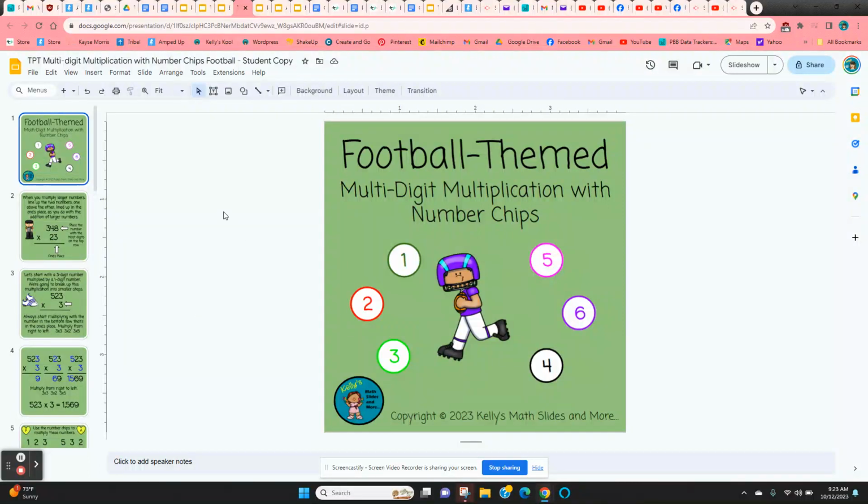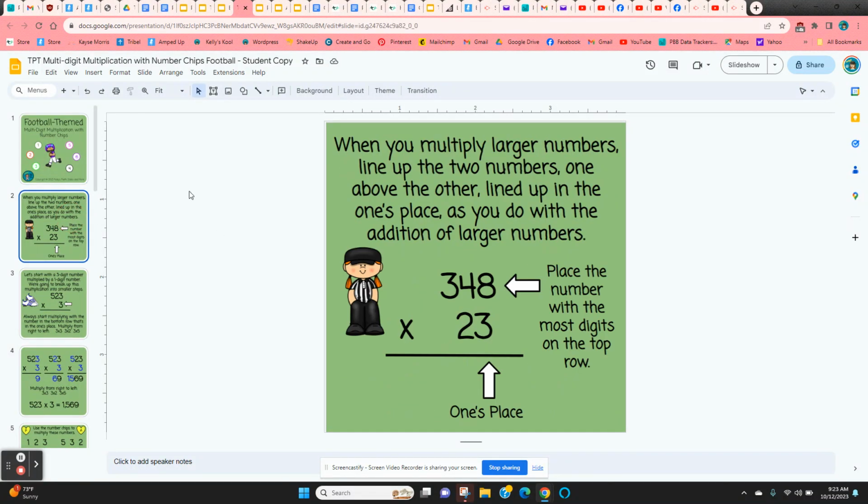Multi-digit multiplication with number chips. This is the football themed version, and this is a digital lesson. It starts with explaining to the students how to line up the numbers when they're multiplying. So they're going to line them up in the ones place, same way they do it when they're adding or subtracting. If one of the numbers has more digits than the other, then that number with the most digits will go in the top row.